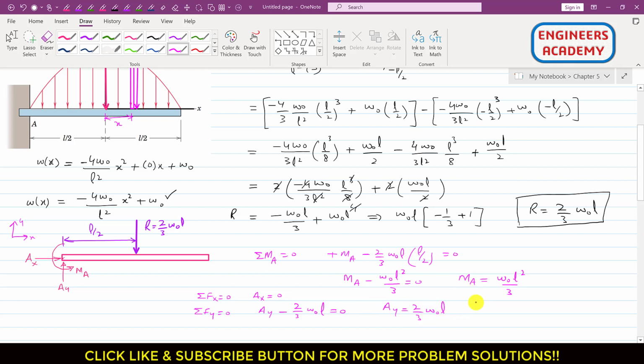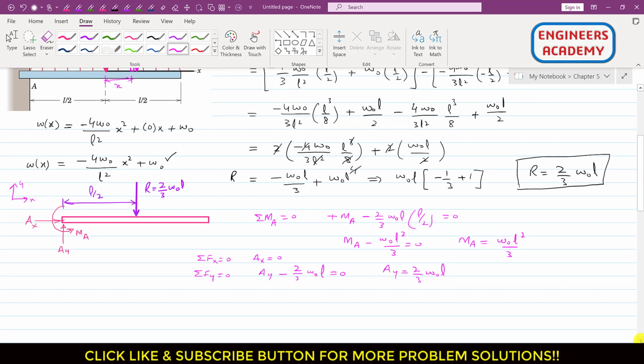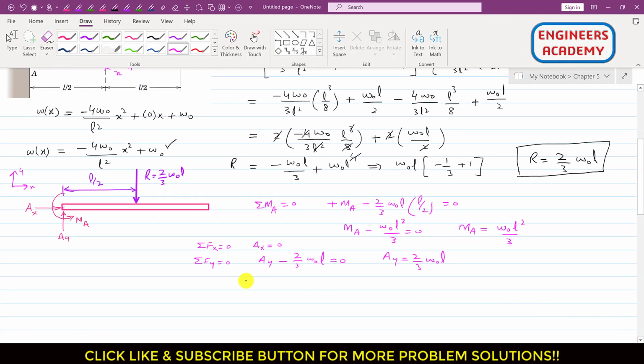And if we want to find the total resultant reaction at point A, let's say that Ra is the total resultant reaction, so this will be equal to the square root of Ax square plus Ay square. Since Ax is equal to 0, this means that our A magnitude will be equal to Ay magnitude, which is equal to 2 divided by 3 omega naught L, right? So this is the reaction at A, and this is the moment reaction at point A. So this is the solution of this particular problem.